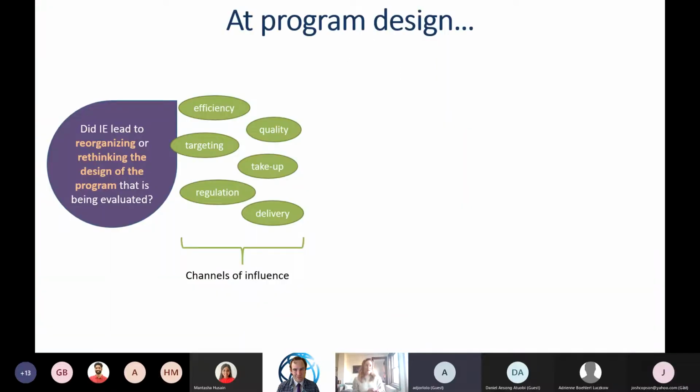So at program design, right? You're starting your program, and one of the first questions that we would ask you ex post, or as it started, or that Dan would ask himself, is: did an impact evaluation lead to reorganizing or rethinking the design of the program that is being evaluated? That means, how did the impact evaluation help you set up your program?